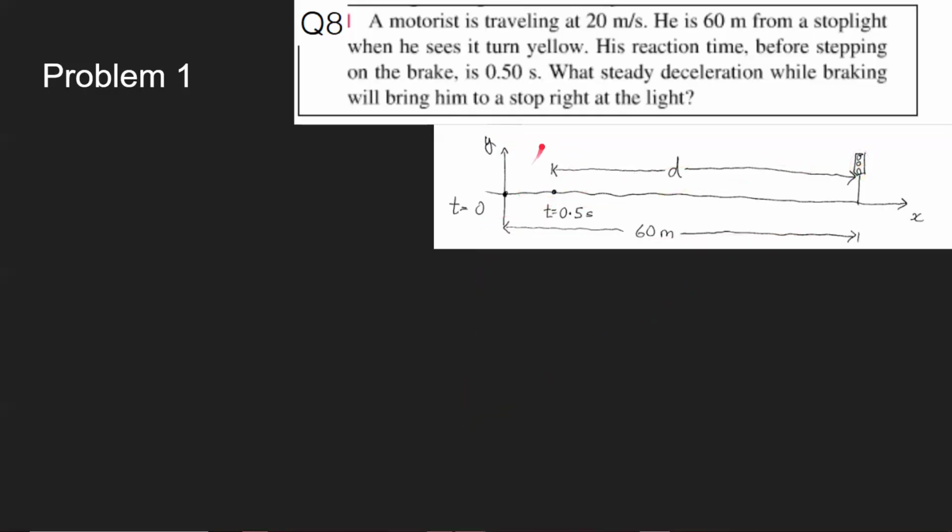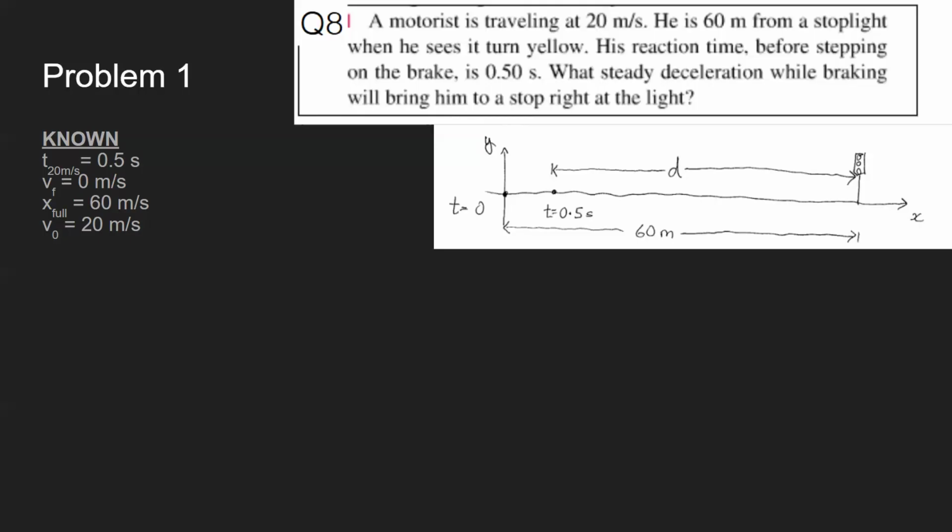You have the stoplight, and then there's going to be a certain distance d, as it's said in here, that is going to be as he's slowing down. So let's write what we know. What I mean by that is the time that he's going 20 meters per second is 0.5 seconds, because we're saying that his reaction time is 0.5 seconds. So he doesn't slow down yet. Before he slows down, it's taking 0.5 seconds.